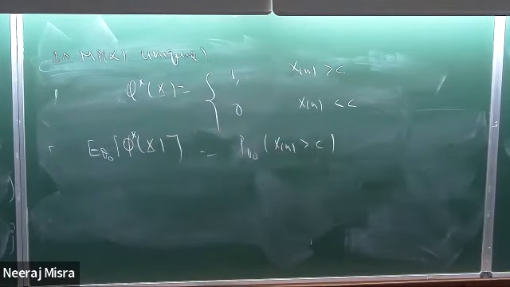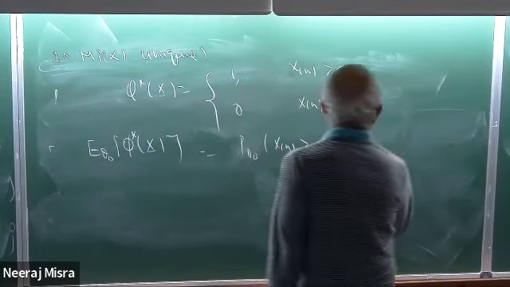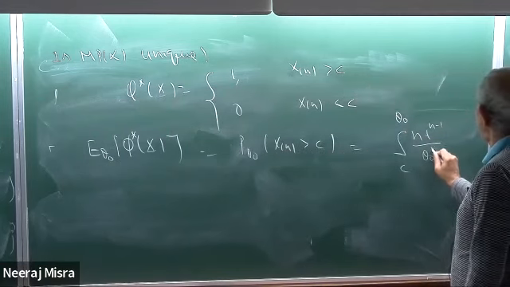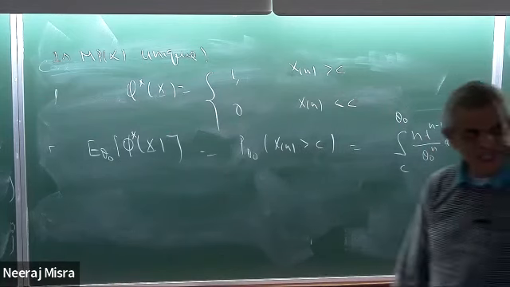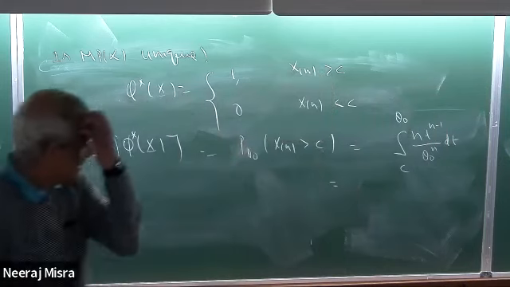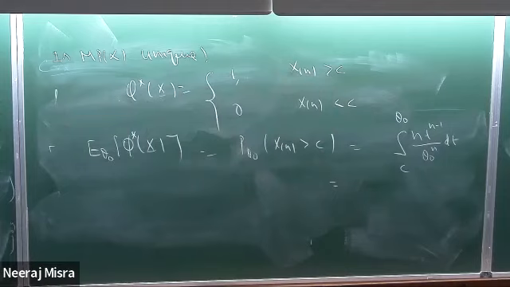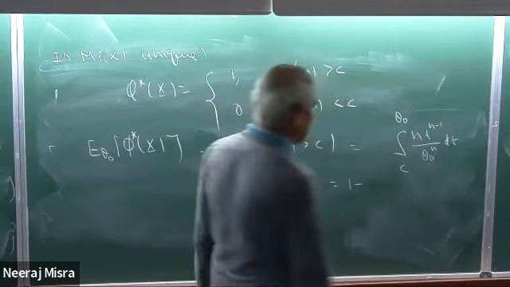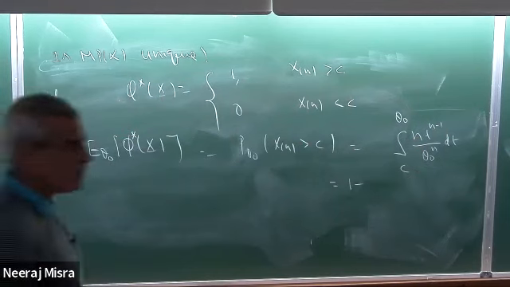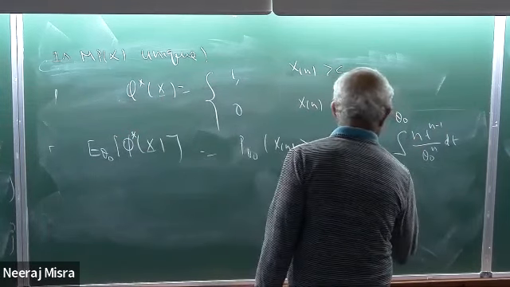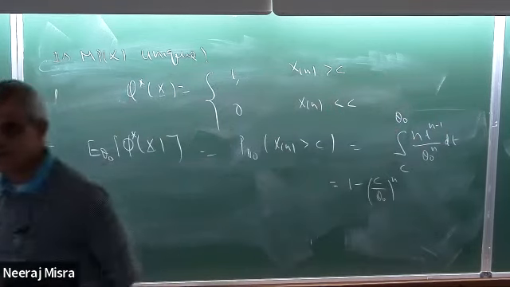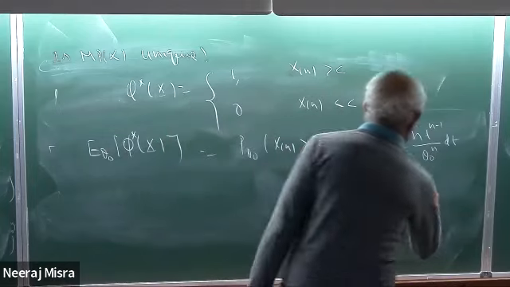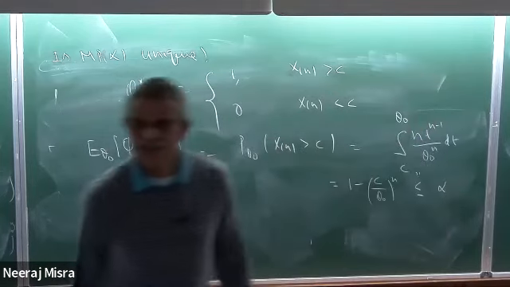Now this C I know is less than theta naught, right? This C is less than theta naught. So what is this? Integral from C to theta naught of t to the power n minus one by theta naught to the power n dt. Is that okay? And how much does this turn out to be? So this becomes one minus C by theta naught to the power n, right? I want this to be less than or equal to alpha, first of all. That gives me some choices of C.